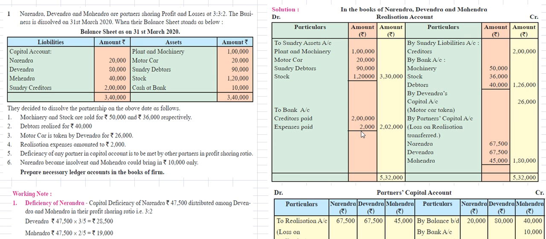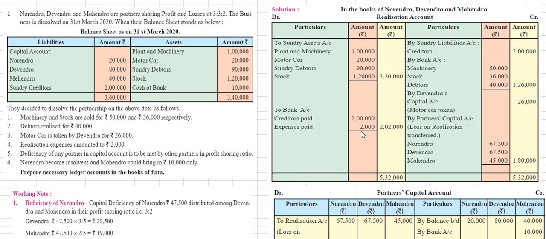Narendra, Devendra and Mahendra are partners sharing profits and losses in the ratio 3:3:2. The business is dissolved on 31st March 2020 when their balance sheet stands as below. Narendra, Devendra and Mahendra are the partners, and their profit sharing ratio is 3:3:2. So they are dissolving the firm.